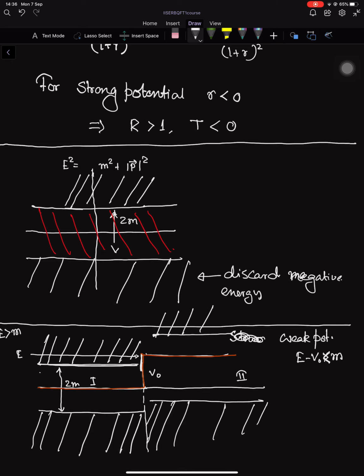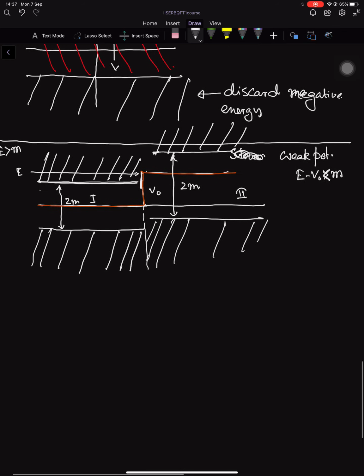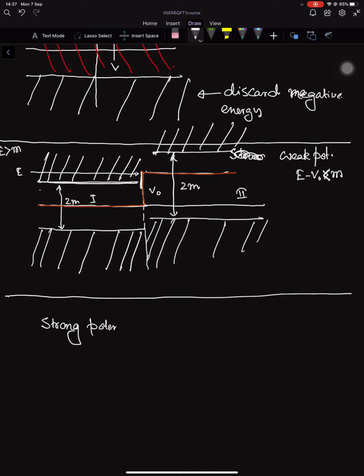These are the allowed energy levels. Again, this gap is 2m. Now what happens in the strong potential case? What happens in the strong potential case is the following. For the strong potential case, we have to draw this diagram carefully. This is very important, strong potential case.